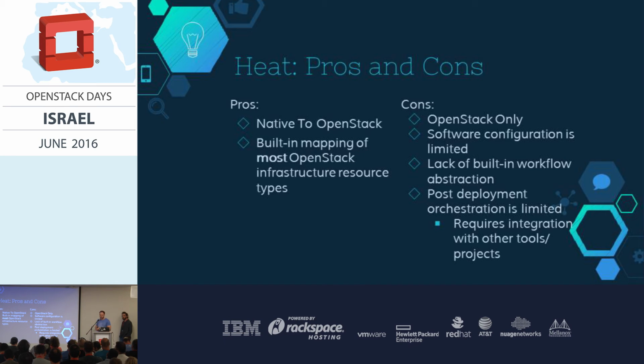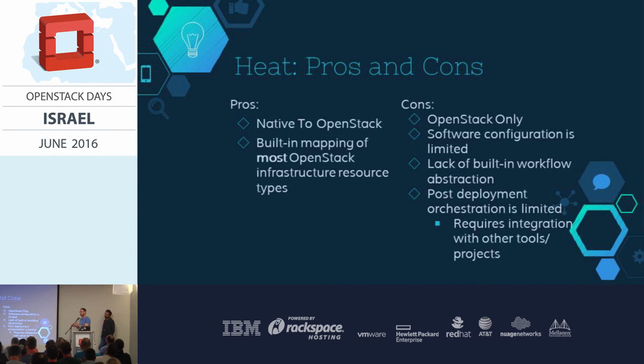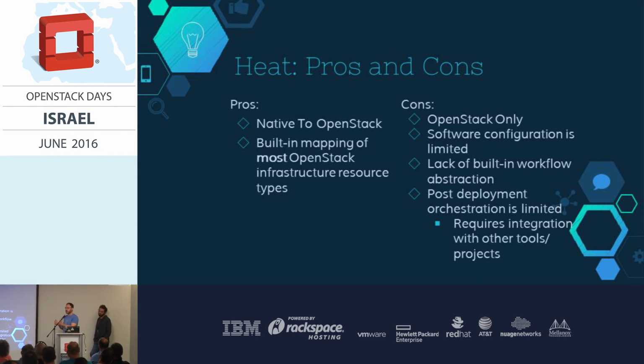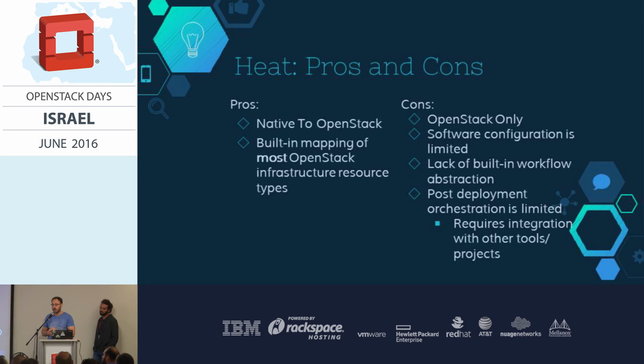So I'm going to do the Trammell style of pros and cons. So why is Heat terrible? Because first of all, it's very much OpenStack oriented, and most of the focus of the resources that Heat natively supports are OpenStack resources. You can run or execute scripts and configuration files, but these would be external. You don't have a built-in workflow mechanism.